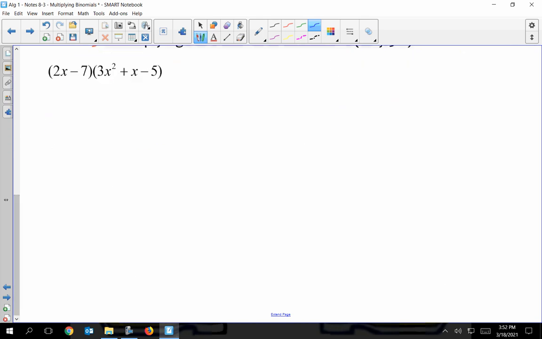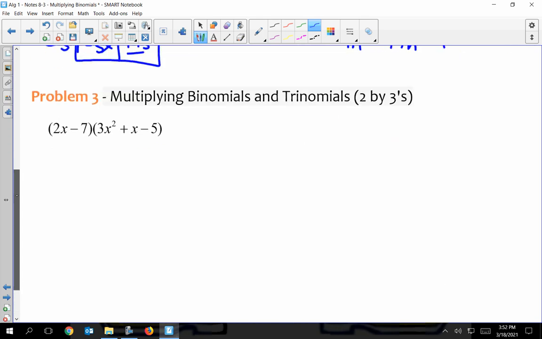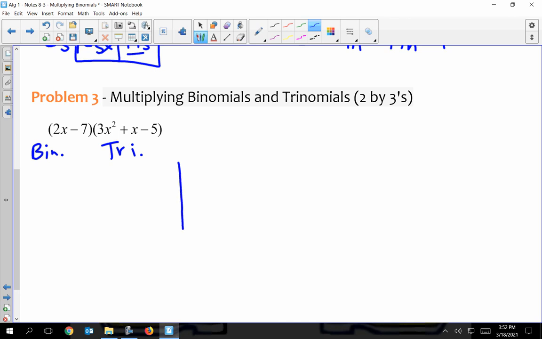This next one's kind of one of those skills that we like to make sure that you know how to do. But here I got a binomial, and then I have a trinomial. Okay. And so this one's kind of specific. It's kind of important that maybe you do use the box. I kind of highly recommend that. But your box is going to be a little bit different. It's going to be more rectangular shaped.